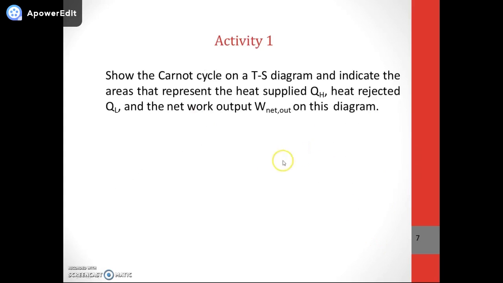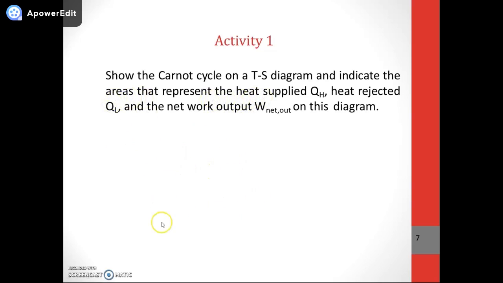This is activity number 1. Show the Carnot cycle on a TS diagram and indicate the areas that represent the heat supplied QH. It is so easy. Just draw the TS diagram and remember the Carnot cycle: state 1 to 2, 2 to 3, 3 to 4, 4 to 1. Draw that diagram first and indicate the areas that represent the heat supplied. The heat supplied is the area under the curve.